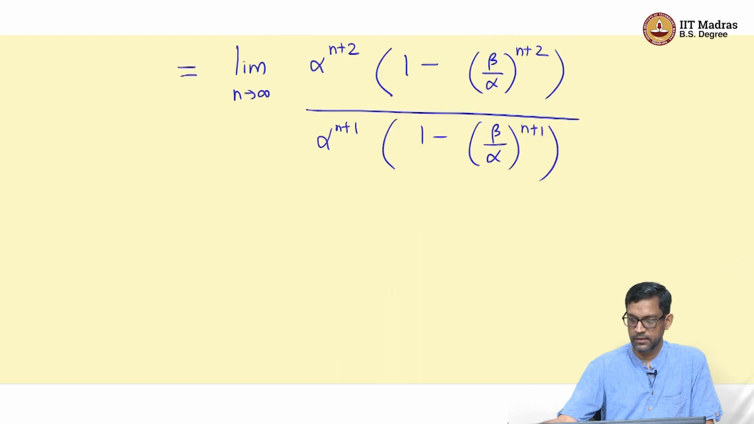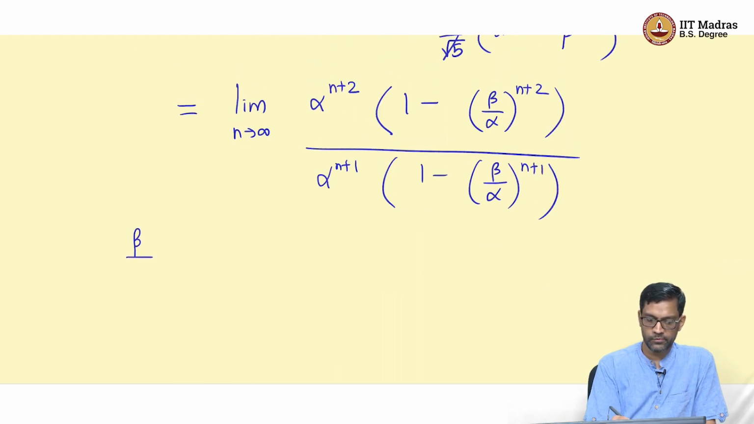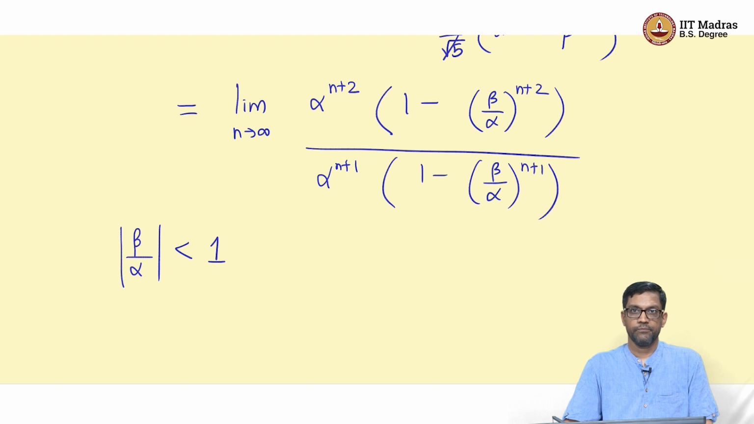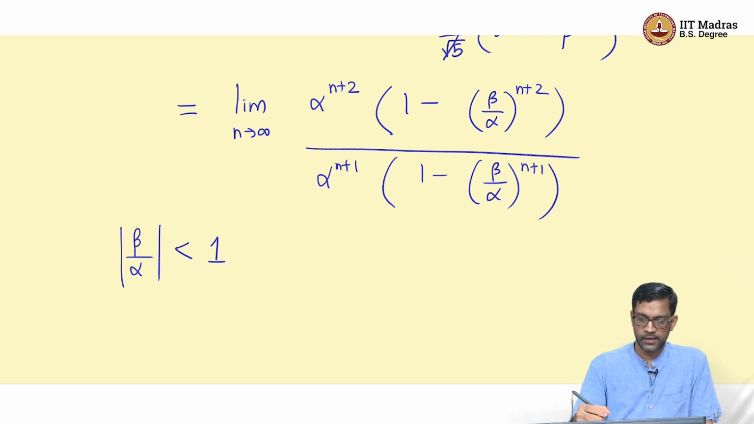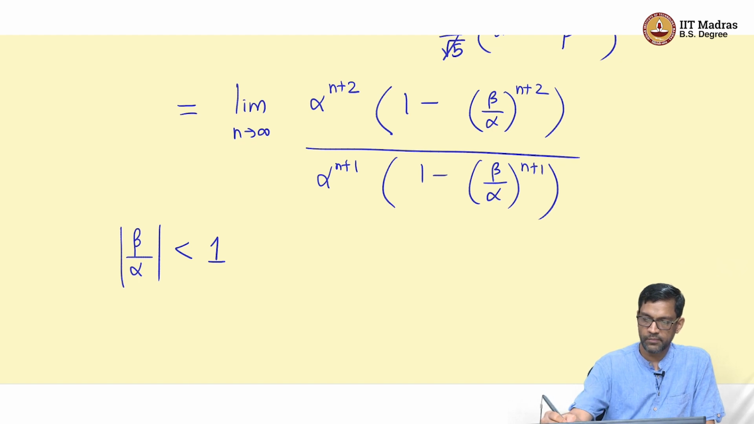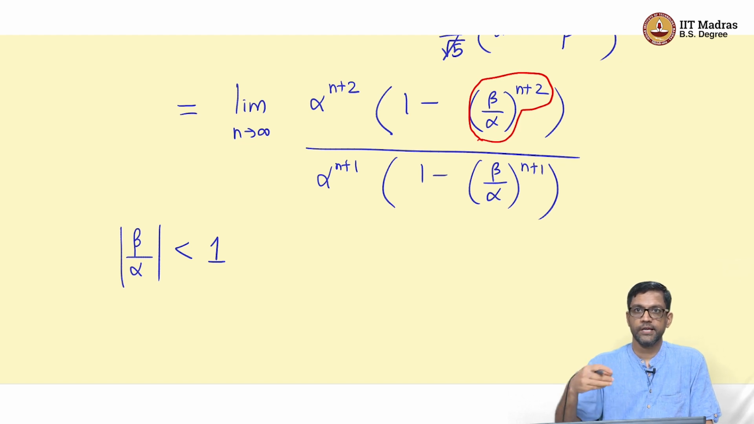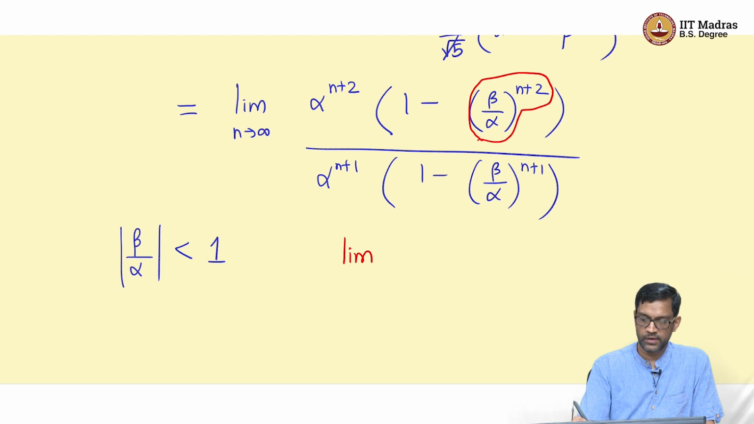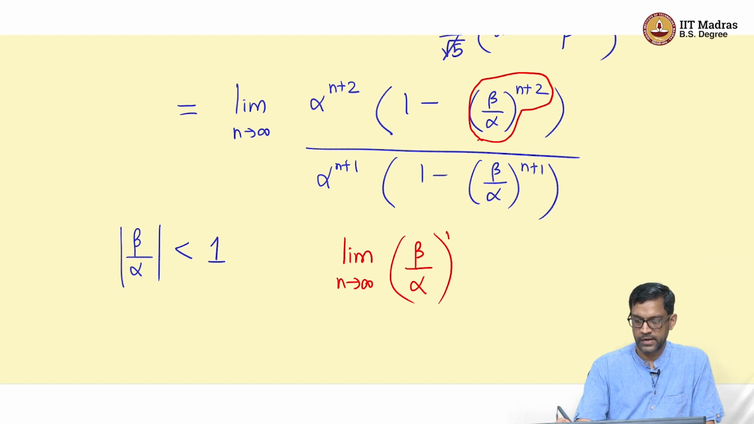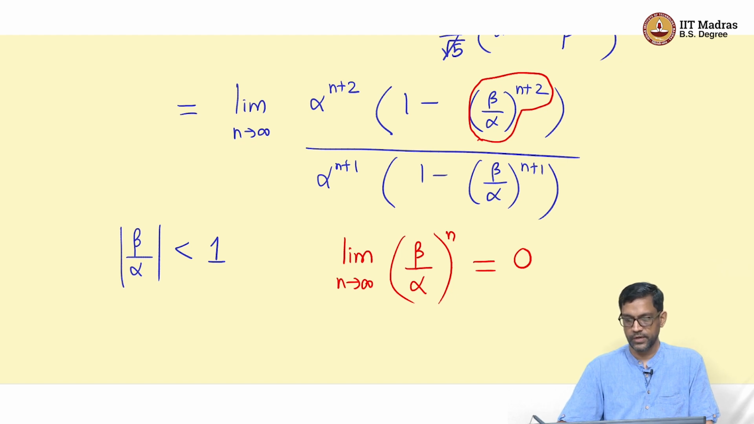Now, observe that beta by alpha, so recall beta was approximately minus 0.6, alpha was approximately 1.6, and so the modulus of beta by alpha is strictly smaller than 1. It is roughly 0.6 by 1.6, and so if you look at this term here, beta by alpha raised to n plus 2. So, what are we doing? We are taking a number less than 1 and raising it to higher and higher powers. So, we know what happens to it as n goes to infinity. If we take beta by alpha to the n or n plus 1 or n plus 2, it does not matter, any high power as n goes to infinity, you are just going to get 0.